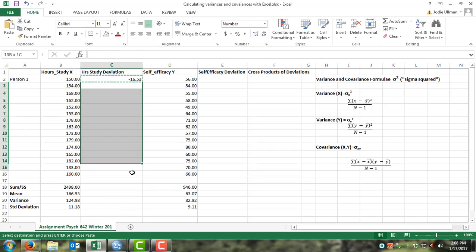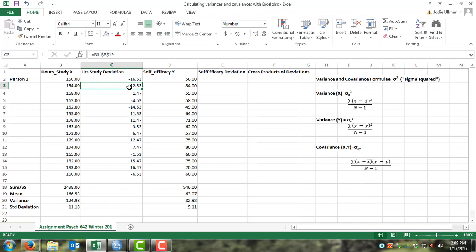We can copy it and paste. So then you can just double check that here's B3 minus, again, we always want 19. So we've done that. Now, a couple things here. This is the plain deviations. Typically, we want to square these for most things, certainly for the variances.